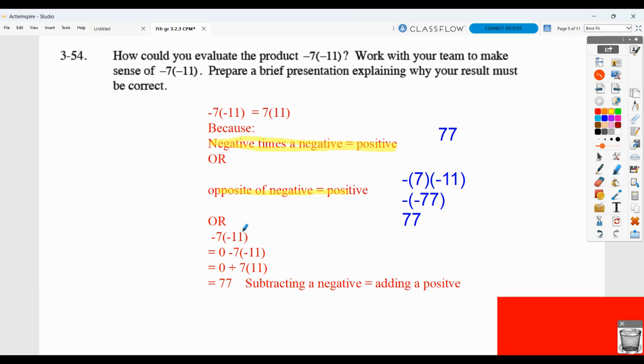Or we can look at rewriting this. Instead of being negative 7 times negative 11, we could think of it as 0 minus 7 times negative 11. And if we did our keep change rule, 0 would keep as it is, subtraction would become addition, and then the 7 times negative 11, or negative 77, would become the opposite, or positive.